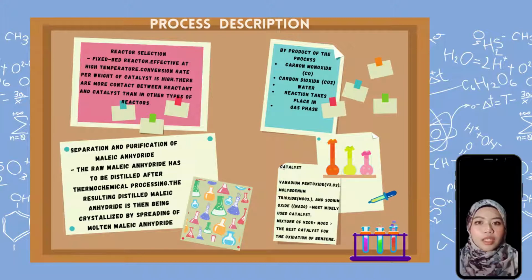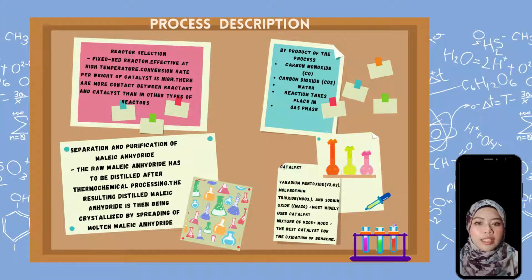Number 2 is reactor selection. Fixed bed reactor is effective at high temperature. Conversion rate per weight of catalyst is high. There is more contact between reactant and catalyst than in other types of reactors. Number 3 is byproduct of the process. First, carbon monoxide. Second, carbon dioxide. Third, water. Fourth, the reaction takes place in gas phase.